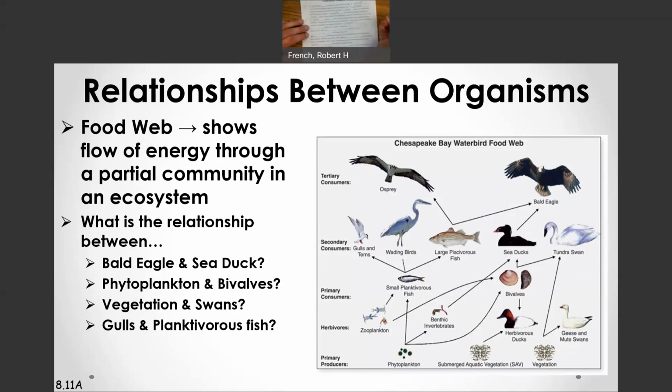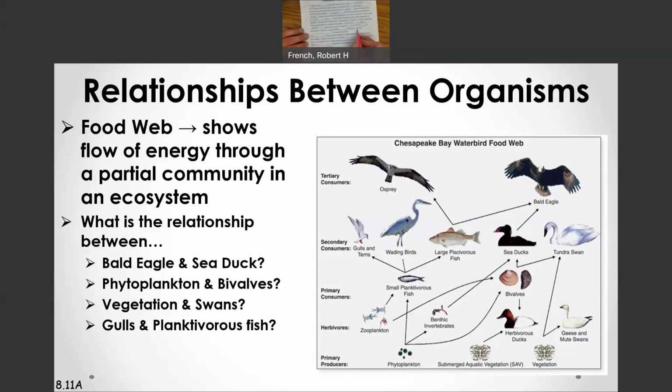A predator of a, well, what are the two things that he's eating? I see him eating sea ducks and large piscivorous fish. So let's say a predator of a sea duck, which is its prey species. Bivalves, where are bivalves? Okay, I see them. Bivalves are blank of phytoplankton. So they are consumers. You could say predators, consumers of phytoplankton. Swans are blank of vegetation. They are consumers. It makes less sense to say predators there because we don't usually say that herbivores are doing predation on vegetation.